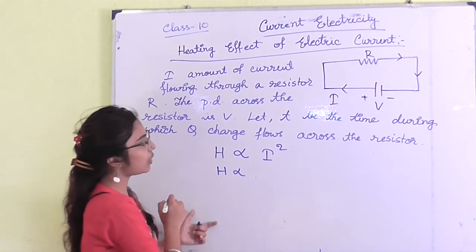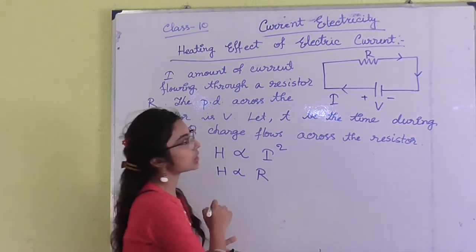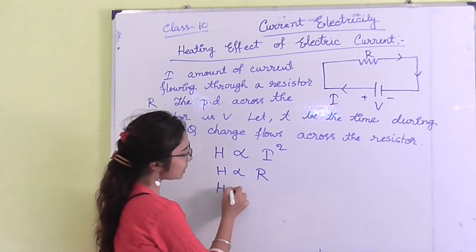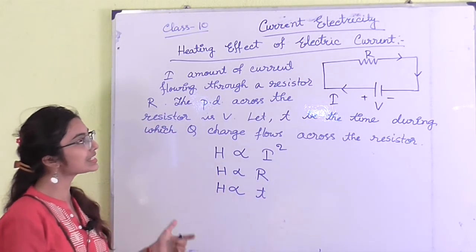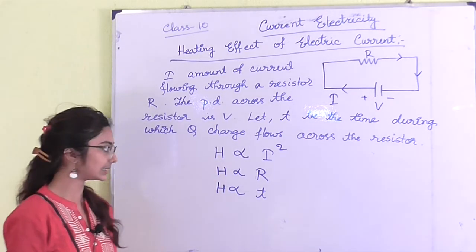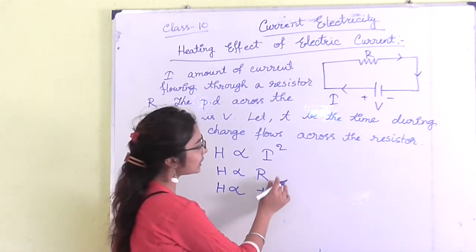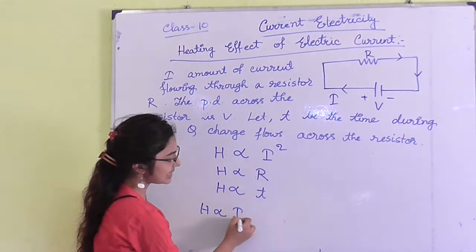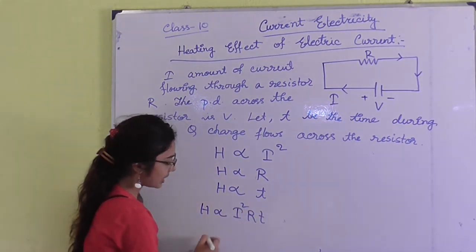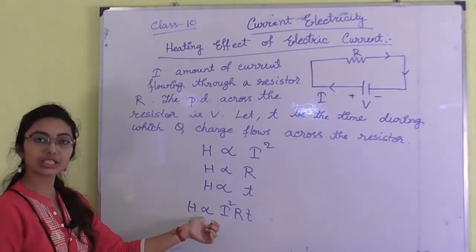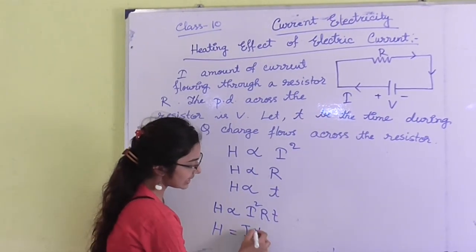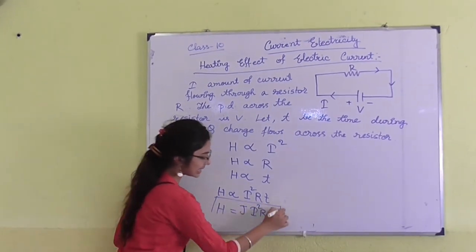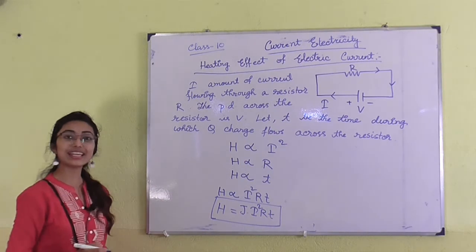The heat energy that will be formed is proportional to resistance also. If the resistance is more, then heat will also be more. And heat energy is also proportional to the time through which the current is passing through the resistance. So H is basically proportional to I square, R and T. Combining these three, we get H varies as I square R T. To remove this proportional sign, we have to use one constant, that is J. So H is equal to J into I square RT. This is known as Joule's law of heating effect.